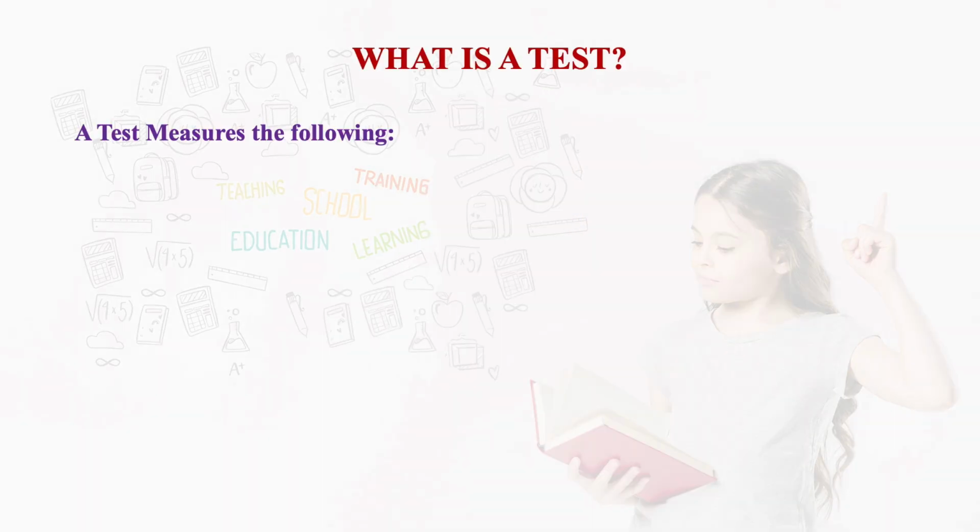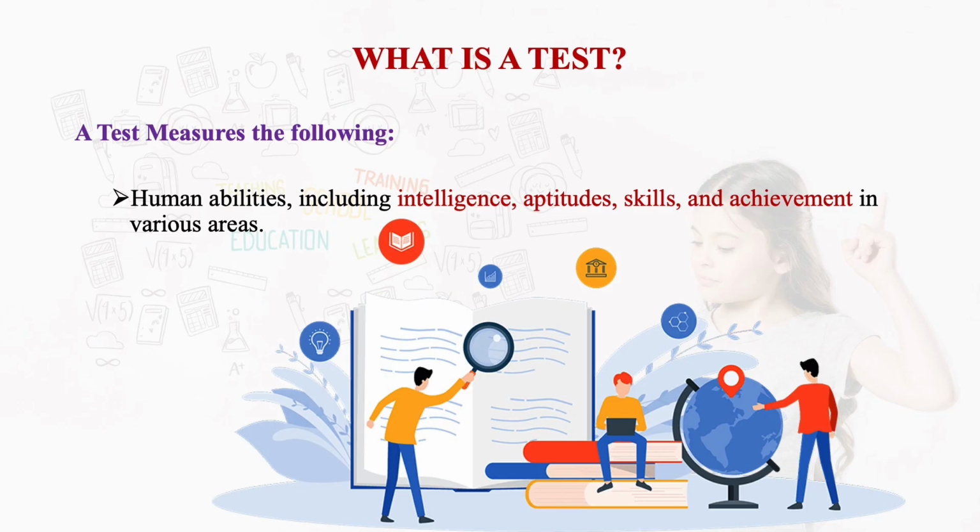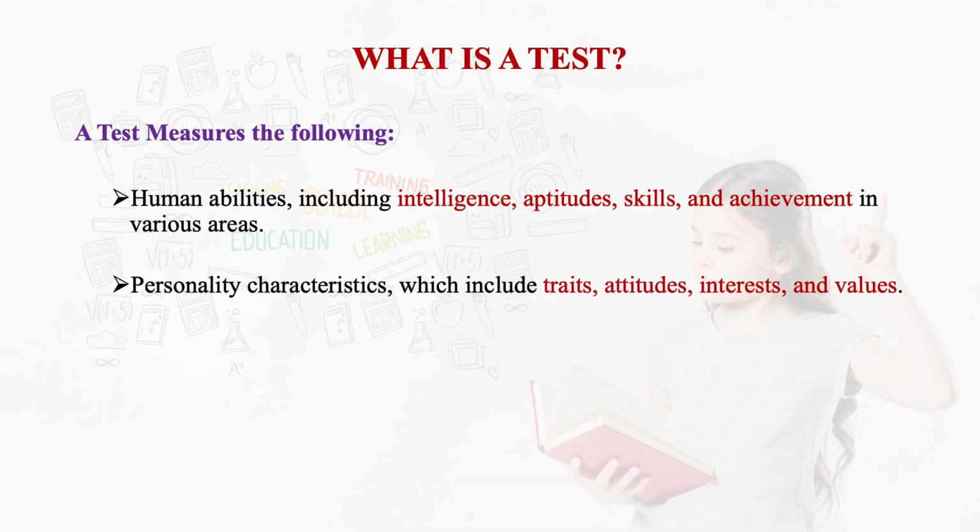To understand more about what is a test, we can say that a test measures the following. What are the different abilities a test measures? First of all, human abilities, which include intelligence, aptitude, skills and achievement in various areas. And further, personality characteristics, which include different traits, attitudes, interests and values. Attitude of the teachers towards the school, attitude of the students towards the curriculum, attitude of the students towards their studies. So friends, we can measure many mental traits.